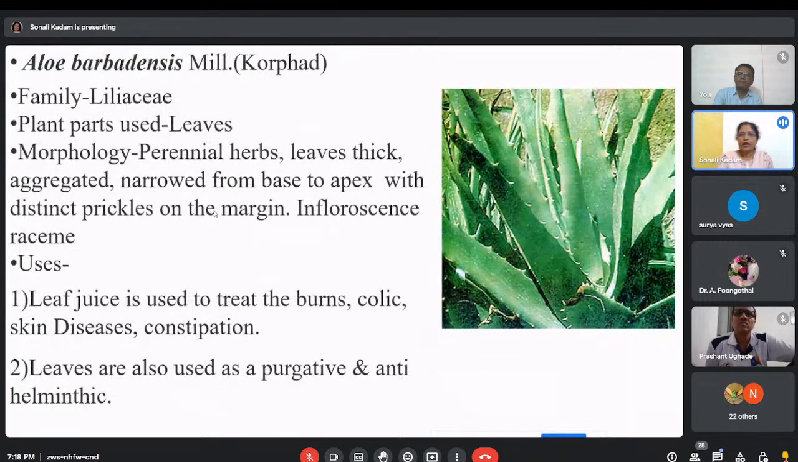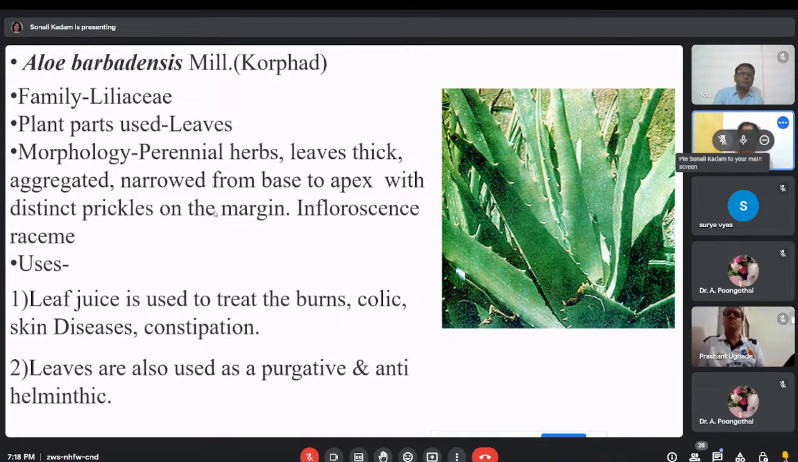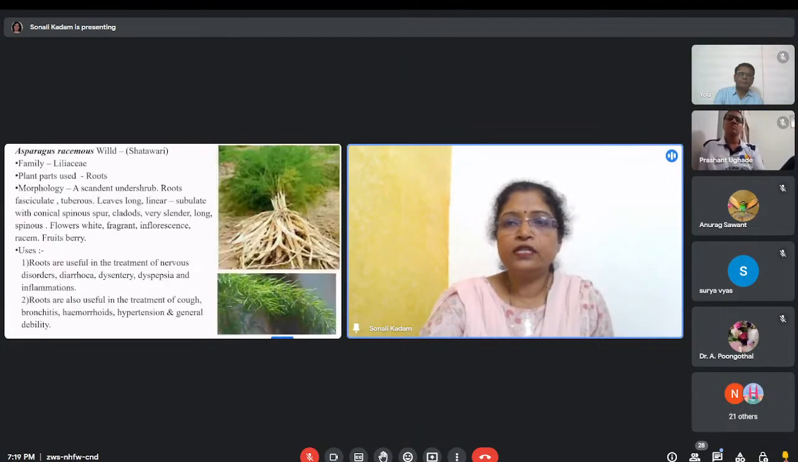Then this is a common plant. You must be knowing this. This is a porford, we call it. The leaf juice is used to treat burns, colic, skin diseases, constipation, and also it is used as a purgative or anti-helminthic. Purgative means whenever there is constipation, you can use this. Okay, so it just recovers your stomach problems.